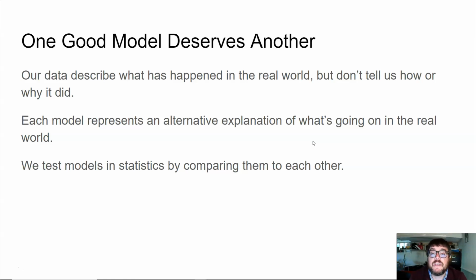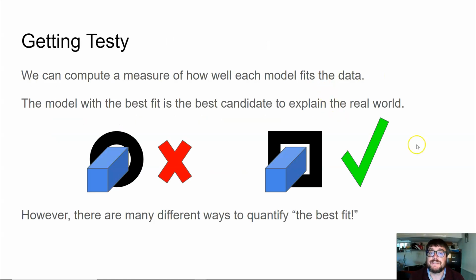Each model represents an alternative explanation of what's going on in the real world, what system or process produced the pattern that we see. And so in order to test those models to see which one is the most reasonable explanation for the data that we have, we have to compare them to each other. There are many possible ways that we could do this comparison, but the one we're going to focus on in this course is testing those models by taking the model and seeing how well it fits.